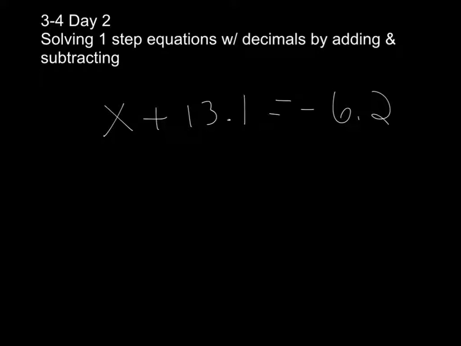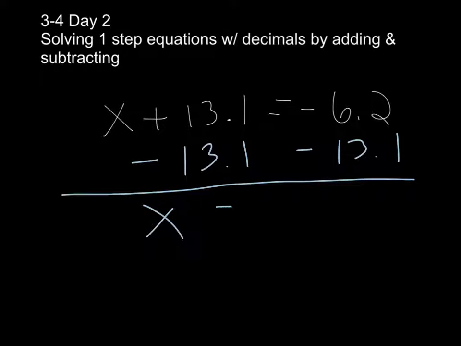In this case we have 13.1 being added to x, so we're going to undo that by subtracting 13.1 from both sides. And again, make sure that you show that on both sides of the equal sign. So we get x equals. Now here's where we have to do a little bit of thinking. We have two negative numbers basically being added together, as we know that that subtraction sign is really kind of like adding a negative. So we think about the sign before we actually do the math.